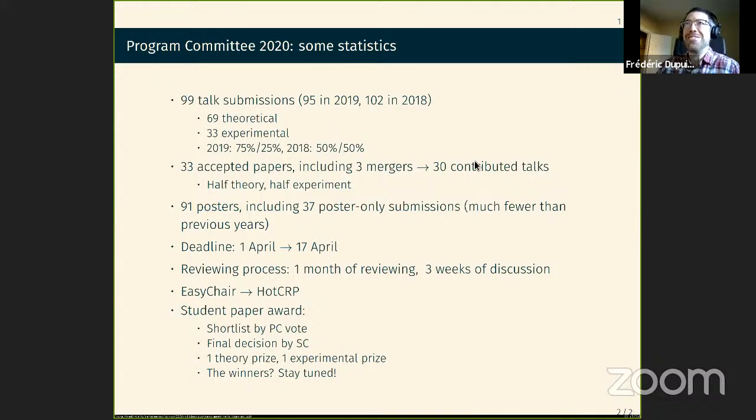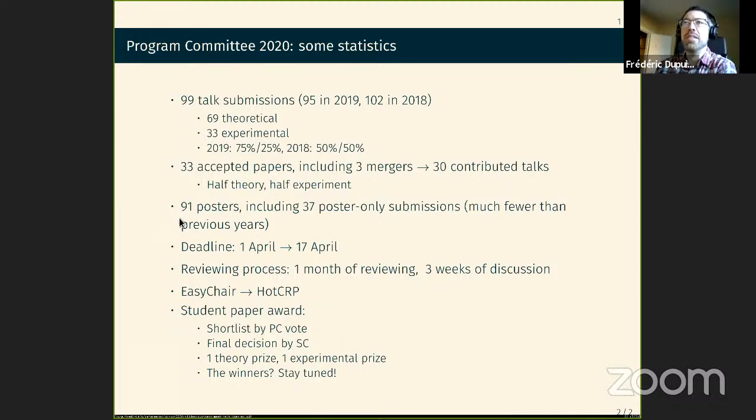So in this sense, you could say that this year was a pretty typical year, and maybe surprisingly normal considering the circumstances. As far as the acceptance rate goes, we had 33 accepted papers, including 3 mergers. So we had 30 contributed talks in total, and we went for half theory and half experiment in the final program.